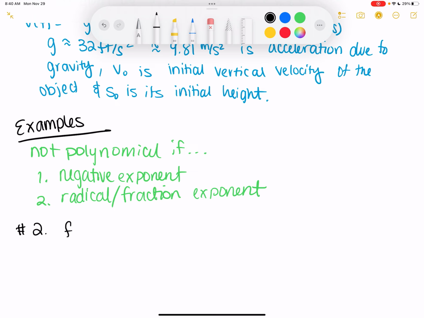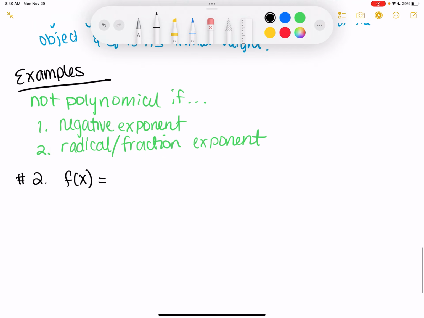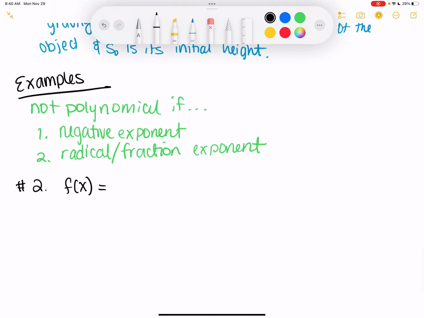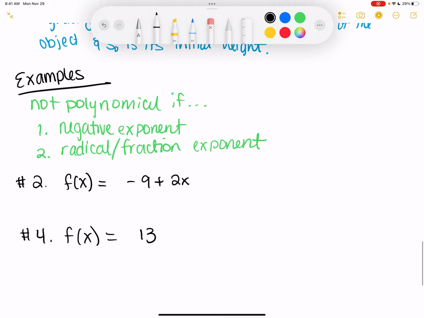So f of x here. I'm going to go ahead and write out the 3 that we're going to do, and then we'll go over them. You just need one line between them. So f of x is equal to negative 9 plus 2x. Number 4, f of x is equal to 13.